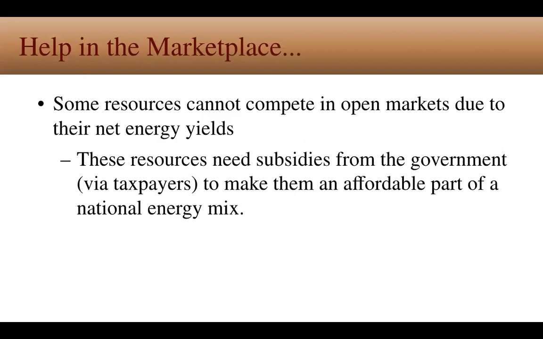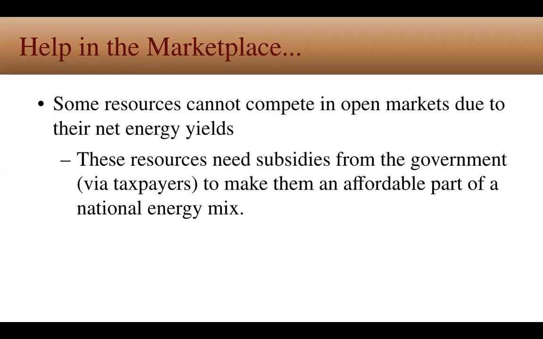So why are we talking about net energy? Well, the reason is that certain resources, and natural gas from fracking is one of them, cannot compete in a true open market because of their net energy. What I mean by that is when we frack to get oil or natural gas out of the ground, that is a non-traditional form of energy, okay? A non-traditional form of oil or a non-traditional form of natural gas.